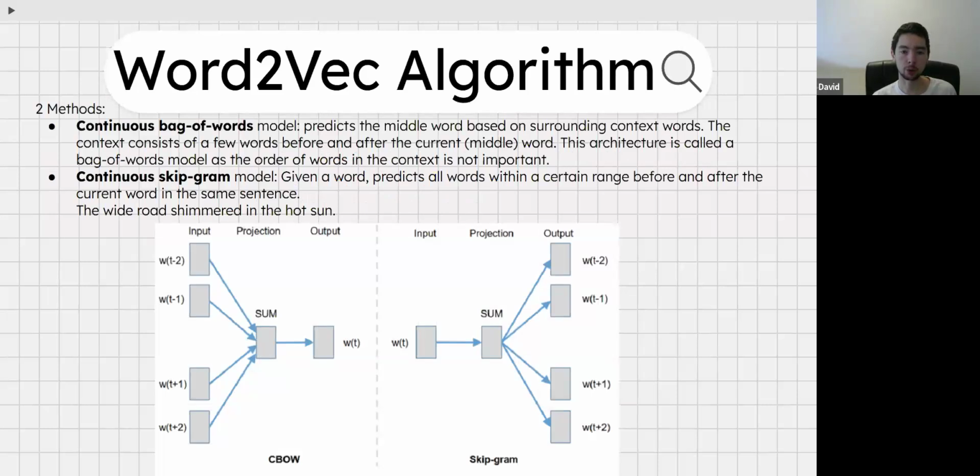The continuous bag of words technique predicts the middle word based on the surrounding words. You can see on the left, we're inputting the surrounding words. Let's say that we're predicting the word W of T, where T indicates the position of a word in the sentence. If our window size is 2, as it is in this example, we can input the 2 words before our missing word and the 2 words after, and then try to figure out what the missing word is.